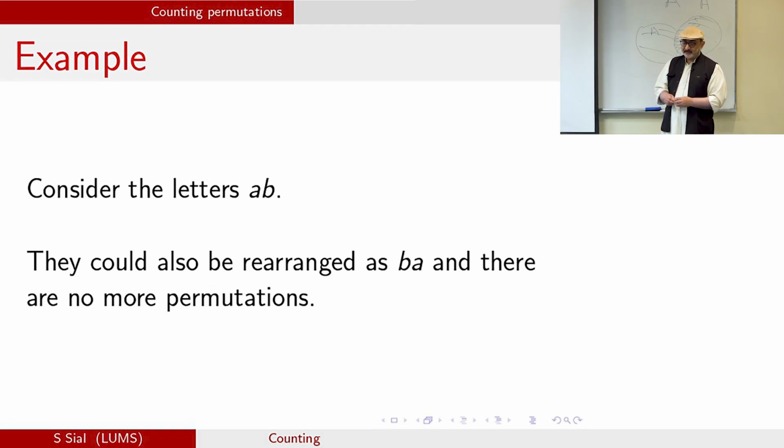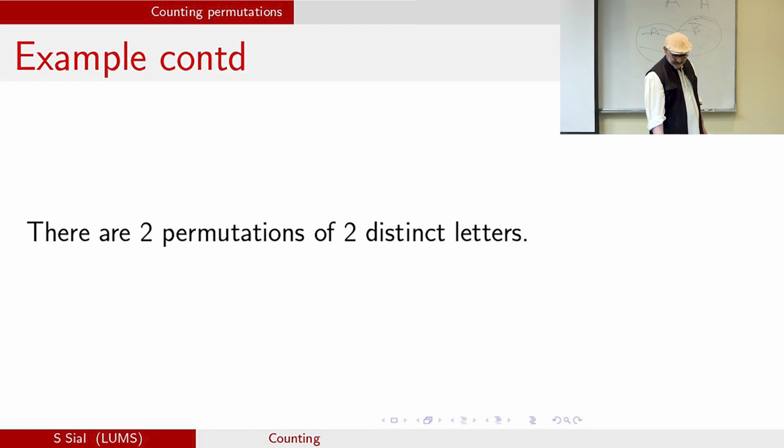So we say that there are 2 arrangements of this 2-letter string. Or we say there are 2 permutations of 2 distinct letters or 2 distinct symbols. Didn't matter that they were A and B. It could have been 1 and 2. It could have been box and triangle. Just a string of symbols.